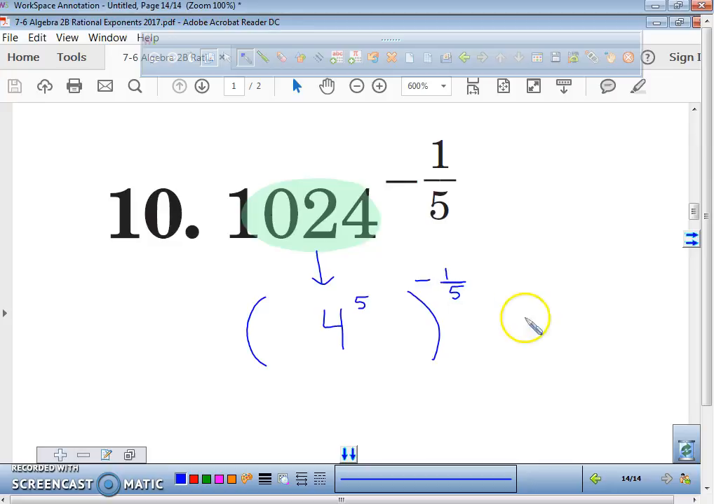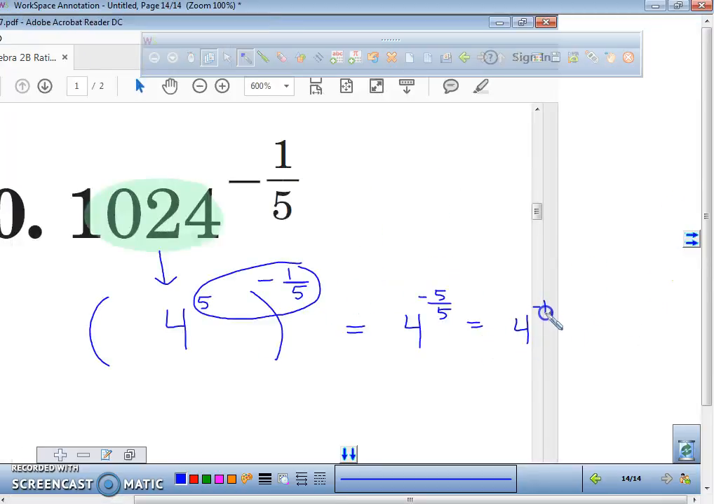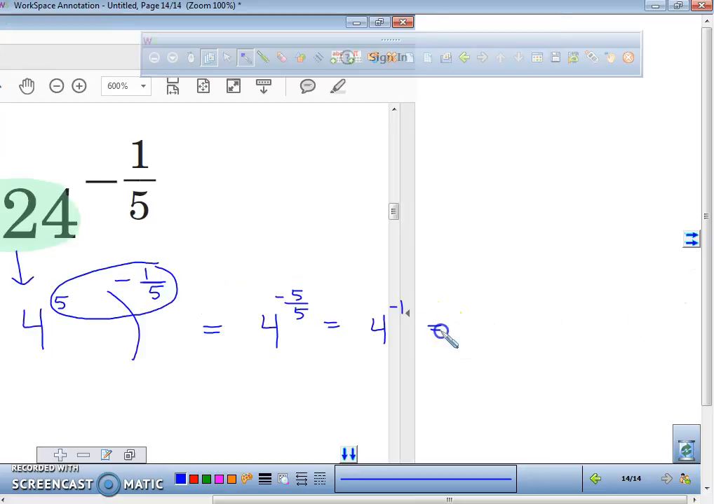raised to the power of negative 1/5. What property is this called right here? When you have a power and a power, it's called power of a power. What are you allowed to do with those? Multiply. So let's multiply. We get 4 to the power of negative 5 over 5. What does that become? It becomes a negative 1. Well, wait a second. What is 4 to the negative 1 actually equal to? Yes, 1 over 4. That is correct. It is equal to 1 over 4.